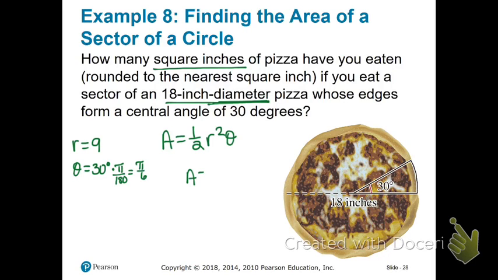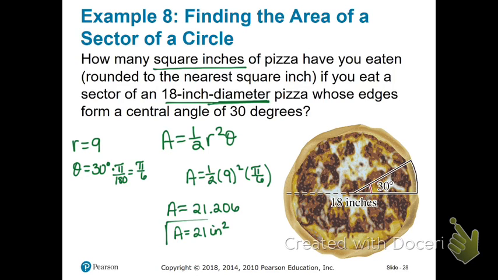So I know my area is equal to 1/2 times 9 squared times pi over 6. I'm going to plug this into my calculator. And so I get approximately 21.206, but it says rounded to the nearest square inch. So our area then is going to be 21 square inches.